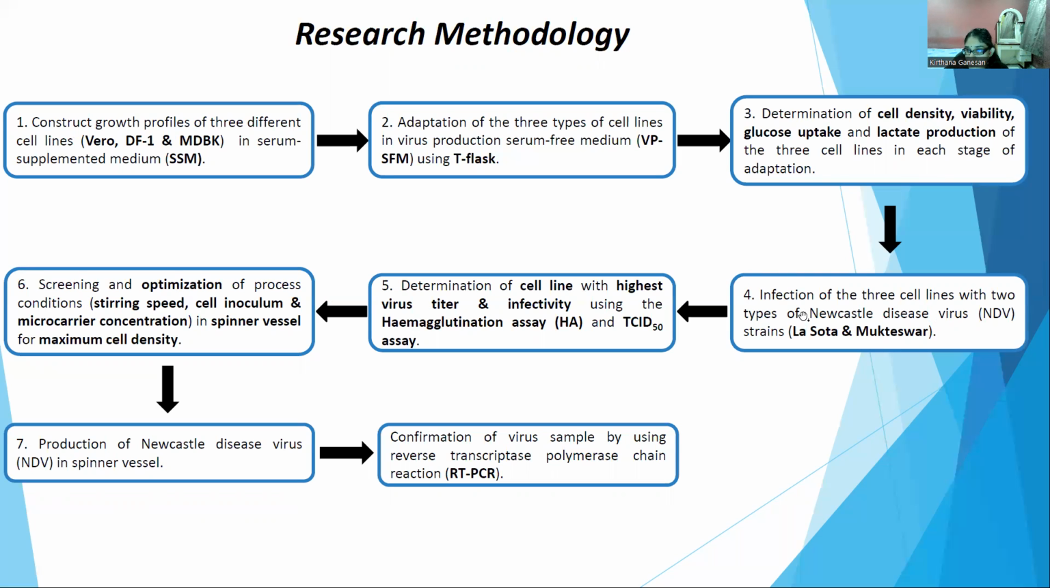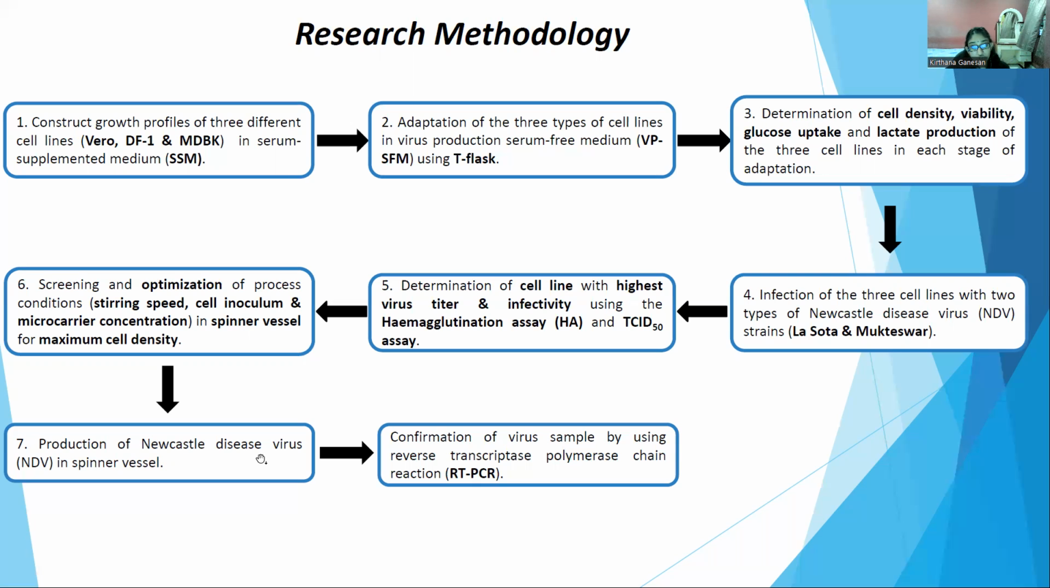The fourth step is to infect the 3 cell lines with 2 types of Newcastle disease virus, such as the La Sota and Mukteswar virus strains. The fifth step is to determine the cell line with highest virus titer and infectivity using hemagglutination assay and TCID50 assay. The sixth step is screening and optimization of process conditions such as stirring speed, cell inoculum, and microcarrier concentration in spinner vessel for maximum cell density.